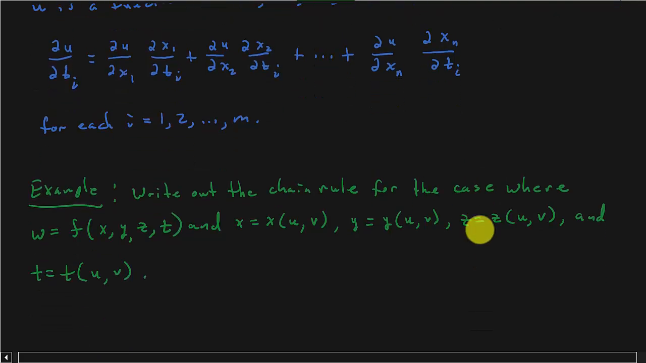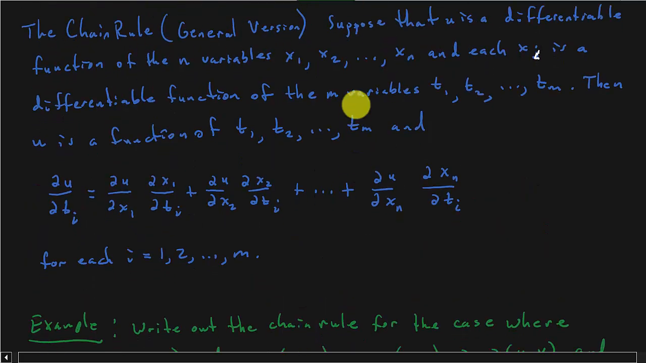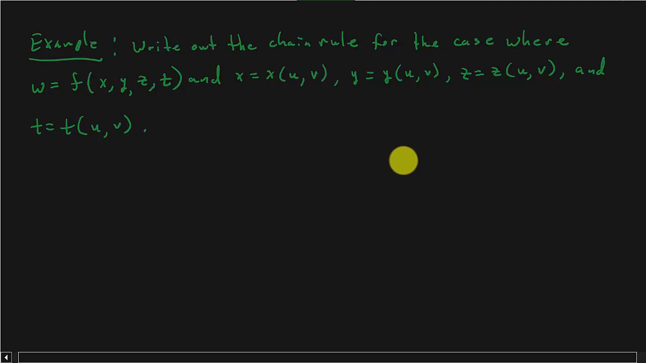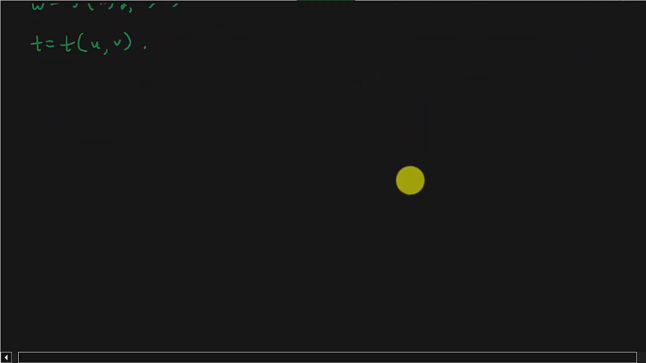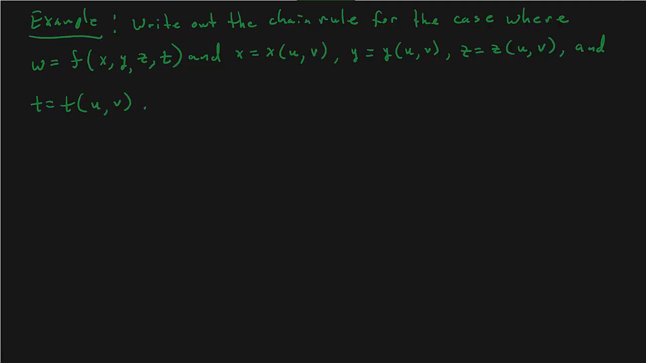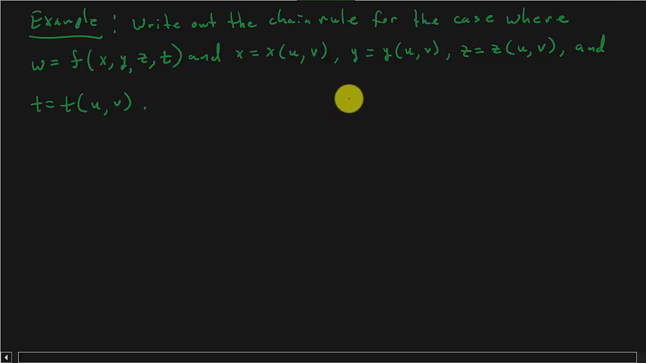All right, and here's an example that's going to help with this general version. It says write out the chain rule for the case where w is equal to this, and x, y, z are equal to this, in terms of t. So we've got a ton of variables here. Let's look at this and draw out our tree diagram. We've got our function w. That's our main function.